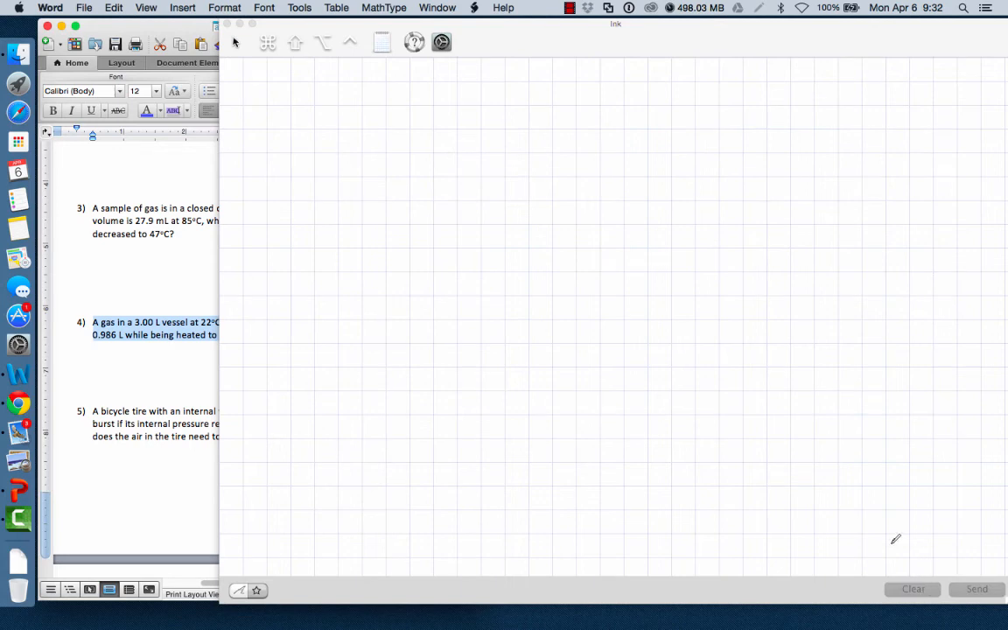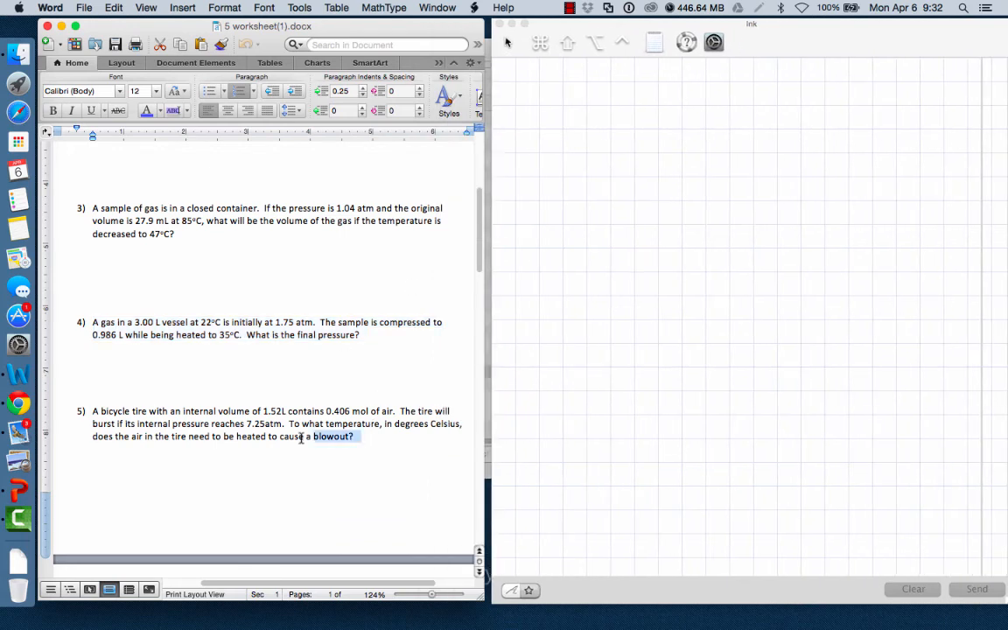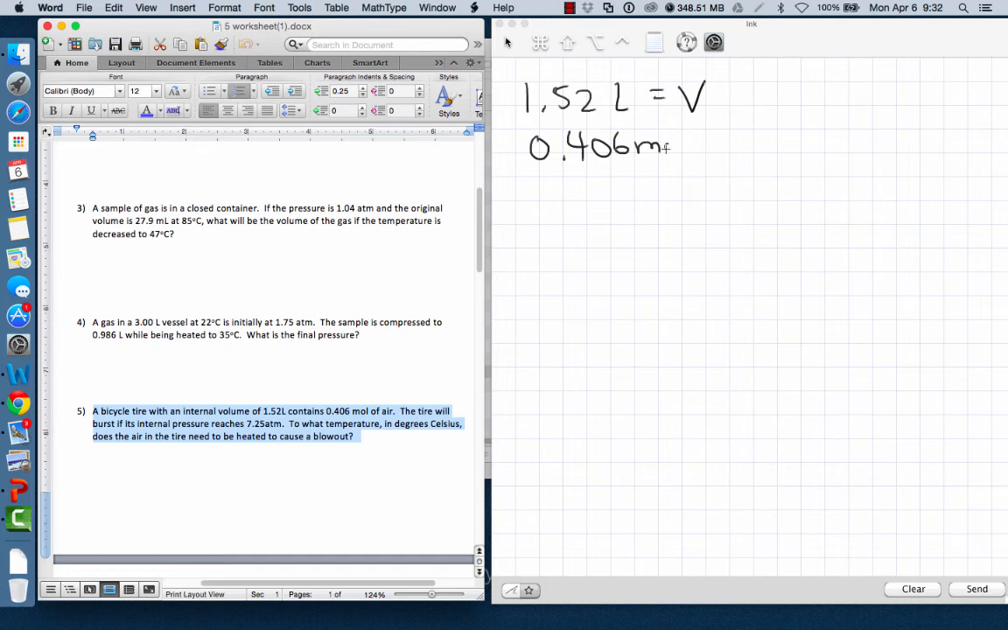Okay, so let's do another problem. Let's see if I can make this smaller. Okay, let's do number 5 now. A bicycle tire with an internal volume of 1.52 liters, this is V, contains 0.406 moles of air, and this is n. The tire will burst if its internal pressure reaches 7.25 atm. So this is pressure. To what temperature in degrees Celsius does the air in the tire need to be heated to cause a blowout?